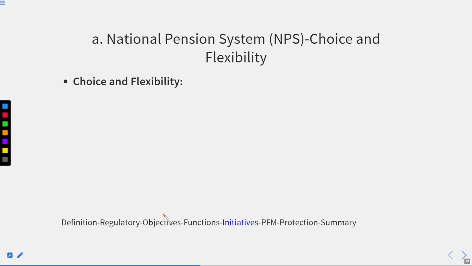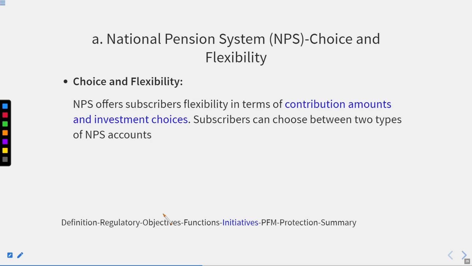Thereafter, now we have the choice and flexibility. What do you mean by it? NPS offers subscribers flexibility in terms of contribution amount and investment choices. Like it does not define a particular amount which is to be invested only. Instead, it provides you the choice of what investment you want to make. Like you can say how much you want to contribute and what should be your investment. So this kind of freedom is provided by the NPS, you could say.